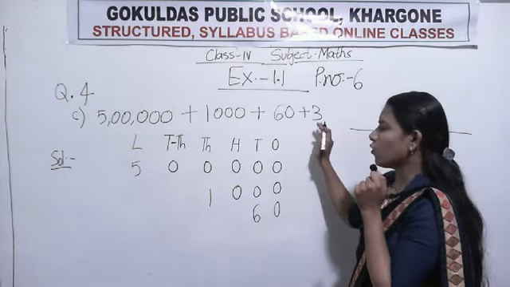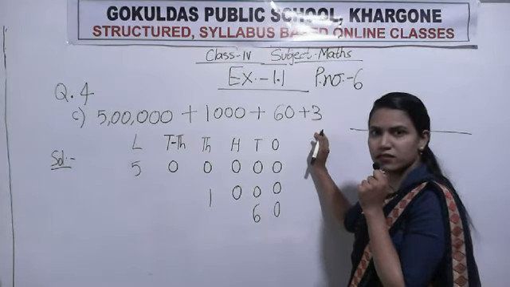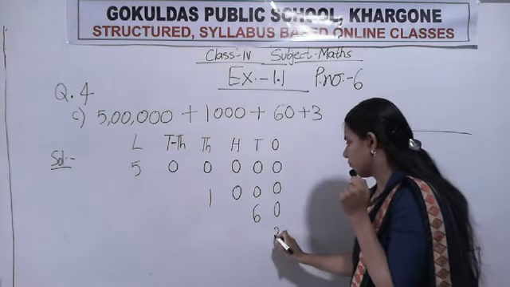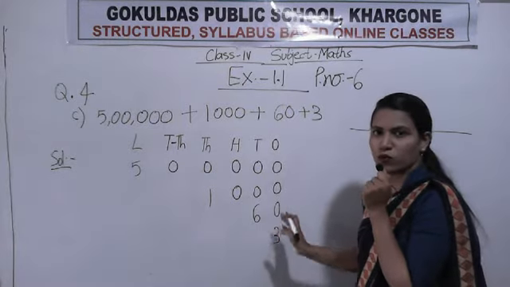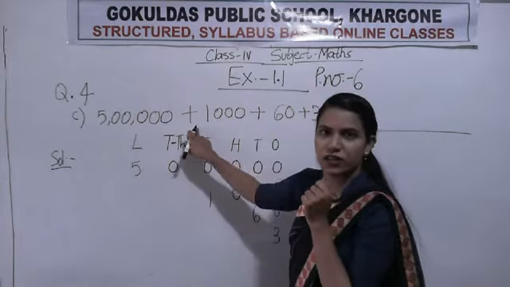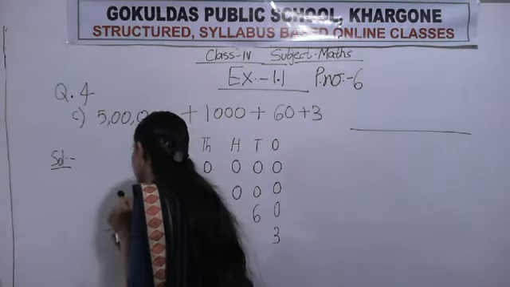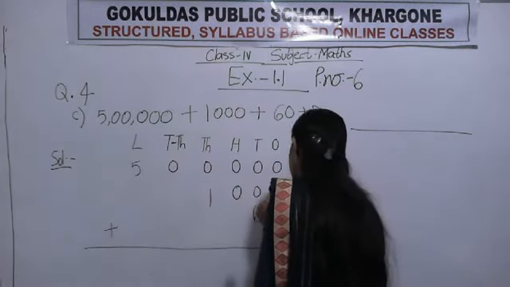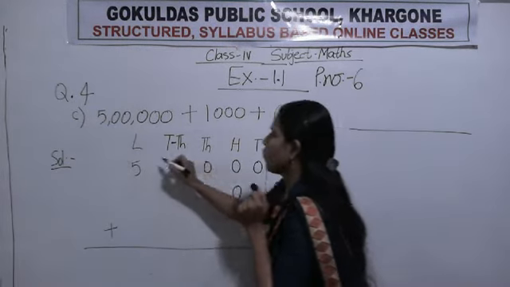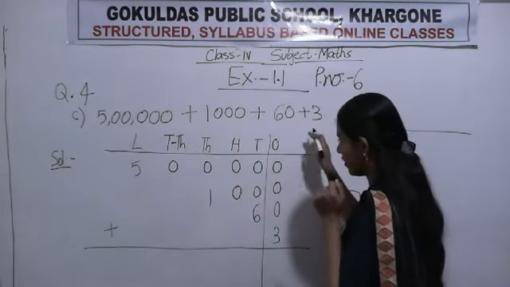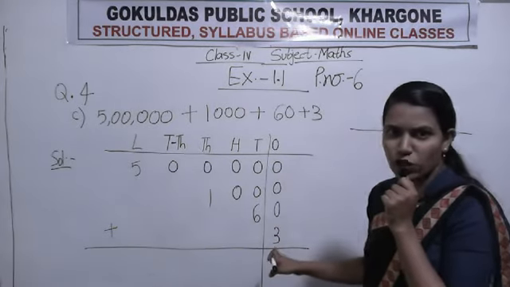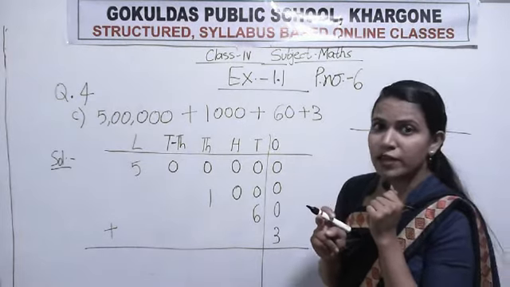Okay. Now come to the next number, that is 3. Put this 3 in the ones column. Okay. Now you have to put the symbol. What are you performing? You are performing addition here. So put the plus sign. Okay. Now you can see that I have written all my numbers in columns. Okay, can you see it? I have written all the numbers in columns. So you have to do the same thing.